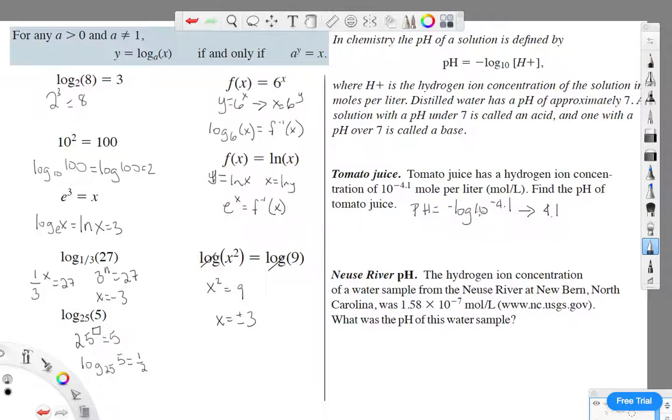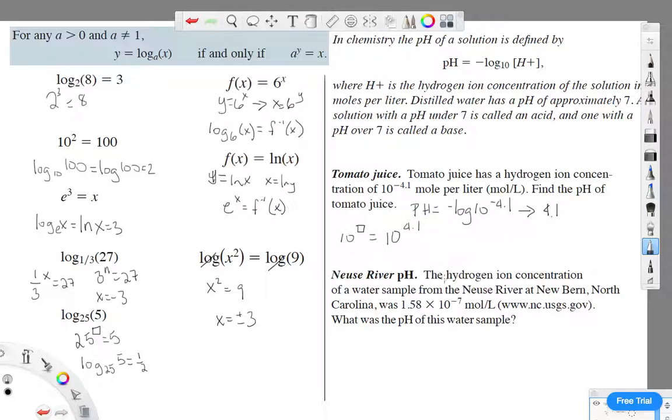Right? So 10 to the blank equals 10 to the 4.1. And since this is log base 10 again, we have 10 to the something equals 10 to the 4.1. We can cross off these negative signs here.